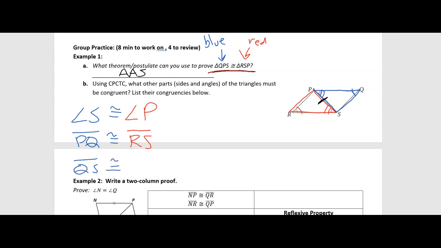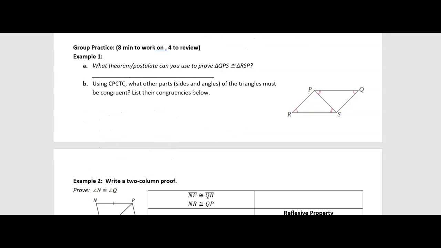First and third positions. And then I have side RP from the red, first and third positions. So we would be able to say that all these are congruent using CPCTC after we have proved the triangles congruent to each other. Let's see how this works out in a proof.